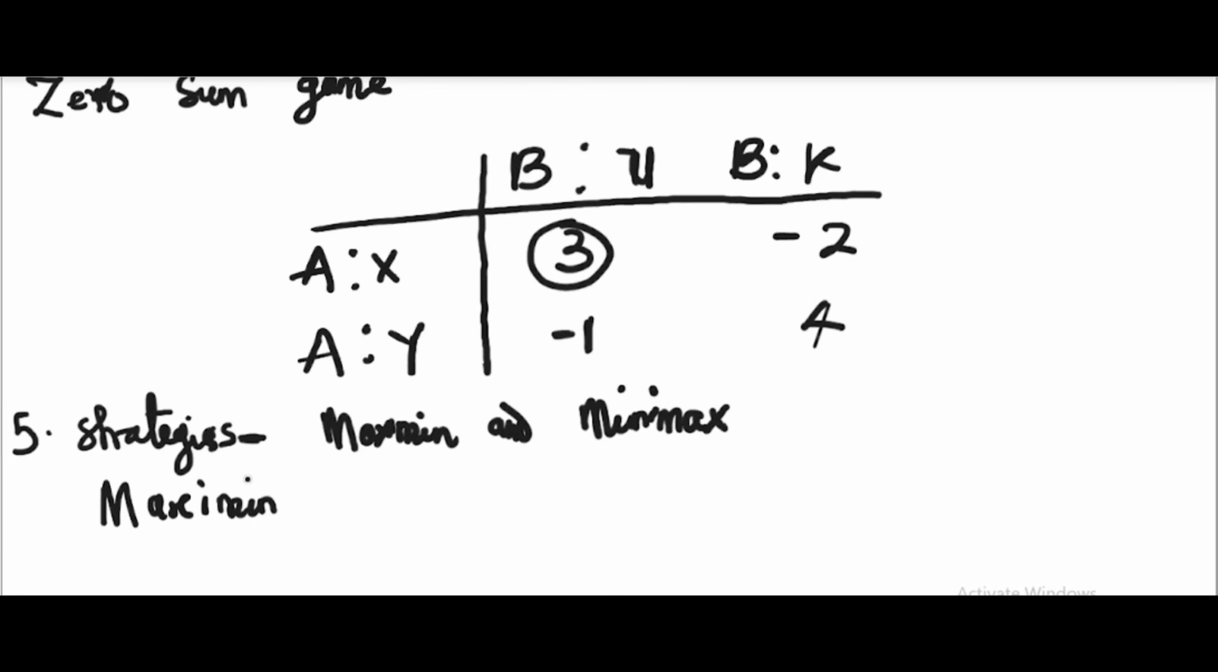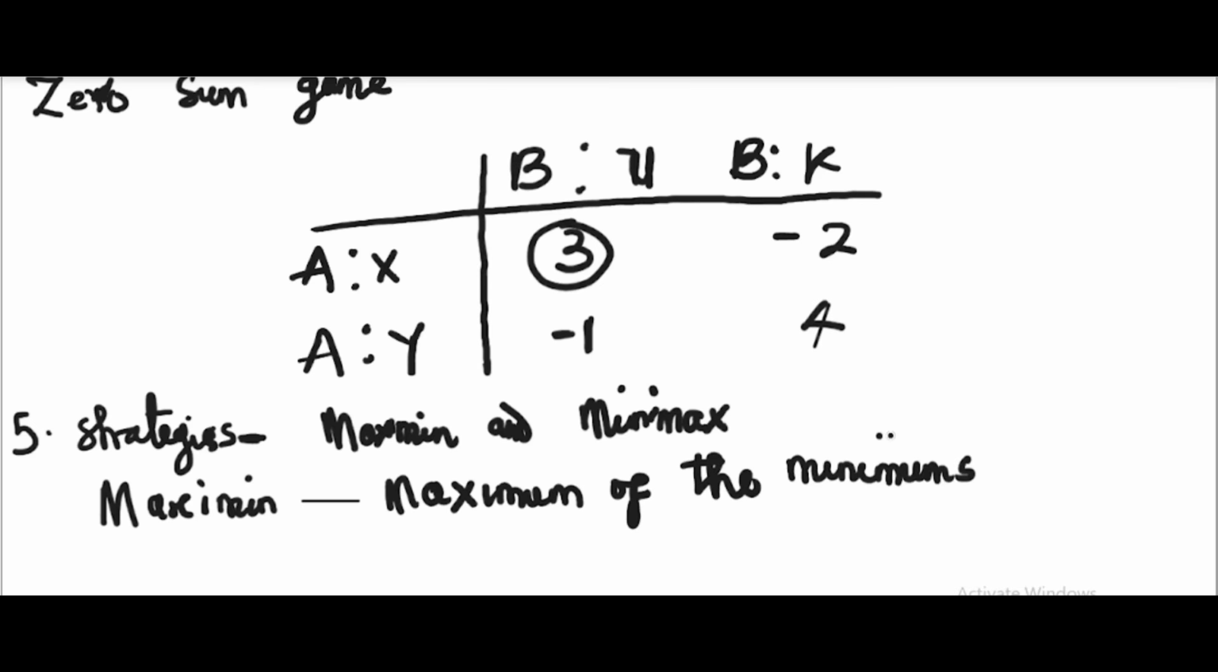Now, what this maximin means is list your minimum strategies, and then pick the maximum out of the minimums. That is the maximum of the minimums. So now player A is asking, if things go badly for me, what's the worst I could get from each strategy? So A can decide to choose the best among those worst outcomes. And that will lead us towards the minimax.